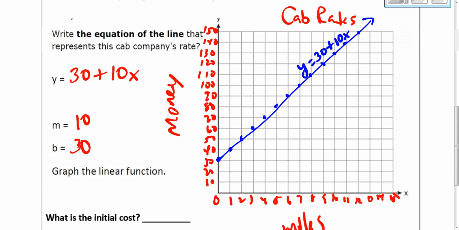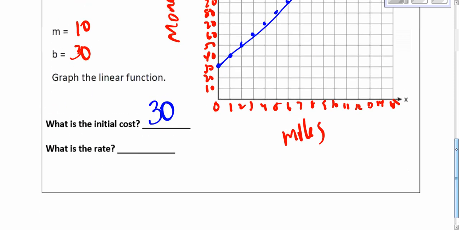What is the initial cost? The initial cost is $30. You can see it on the graph, or in the equation, or in the word problem. And the rate is $10 per mile.